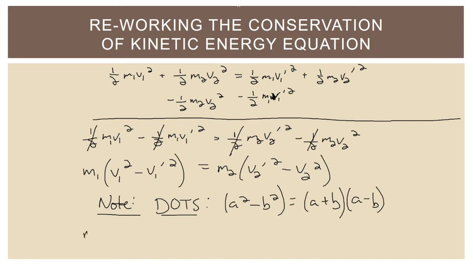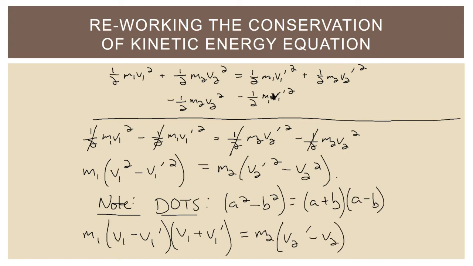And so what we're going to end up with is m1 times v1 minus v1 prime times v1 plus v1 prime. And then that's equal to, and we can do the same thing over here, because this is a difference of two squares too. So we have m2 times v2 prime minus v2. Of course, now the prime is first, so we have to be a little careful with that step. And then v2 plus v2 prime. The order doesn't really matter on the addition.